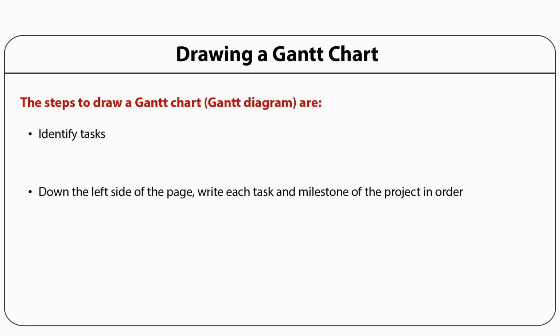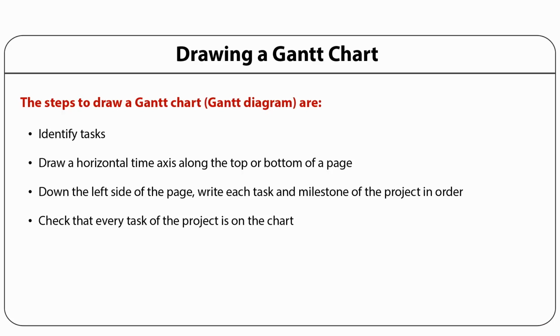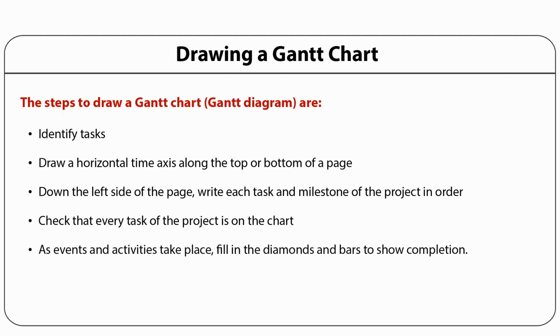Then for this, a horizontal time axis can be drawn at the top or bottom of a page. It can be marked off with an appropriate scale for the length of the task, which could be days or weeks. Besides this, every task of the project can be checked on the chart. As events and activities take place, diamonds are to be filled in and bars shaded to show completion.